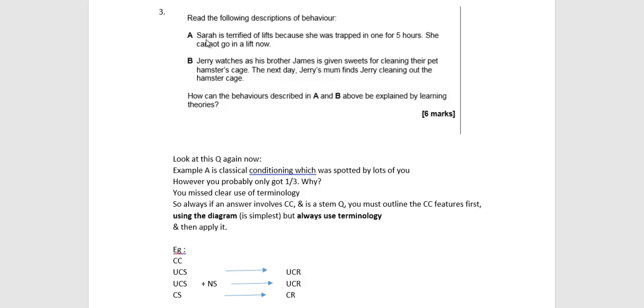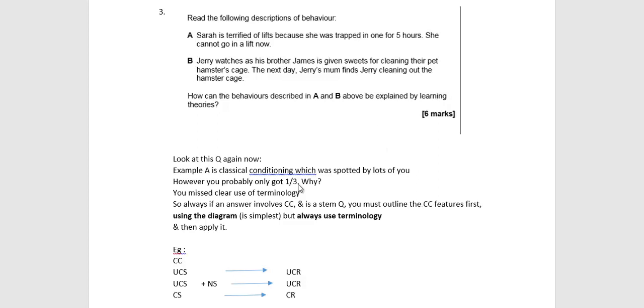Read the following descriptions. A, Sarah's terrified of lifts because she was trapped in one for 5 hours, so she can't go in a lift now. And B, Jerry watches his brother James. He's given sweets for cleaning their pet hamster's cage out, etc. So how can the behaviours described in A and B be explained by learning theories? Remember now that learning theories covers your SLT as well as classical and operant conditioning, slightly different from the old spec.